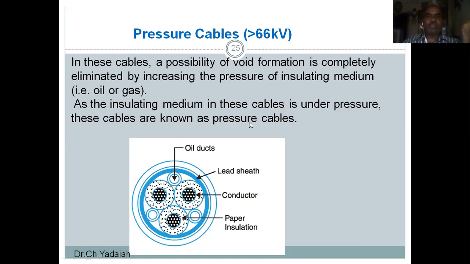These cables are known as pressure cables. In a pressure cable, the oil or gas is provided at a certain pressure, up to 15 to 18 kg per centimeter square, by providing pressurized vessels at both ends. You can see some oil ducts are provided outside the conductors and along the conductor. This is the conductor, over which is the paper insulation, and over this is the lead sheath, and here are the oil ducts through which oil passes for the cooling purpose as well as the insulation purpose.